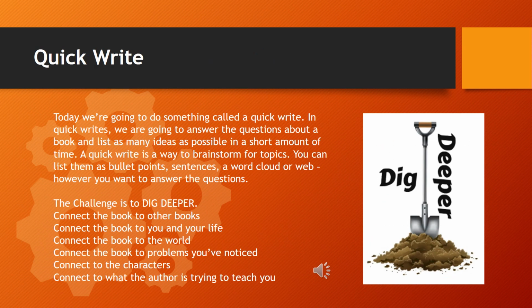Today we're going to do something called a quick write. In a quick write, we're going to answer the questions about a book and list as many ideas as possible in a short amount of time. A quick write is a way to brainstorm for topics. We've done this before. So you can list them as bullet points, sentences, word clouds, a web, however you want to answer the questions. The idea is to generate ideas that you can possibly use to create a literary essay out of.